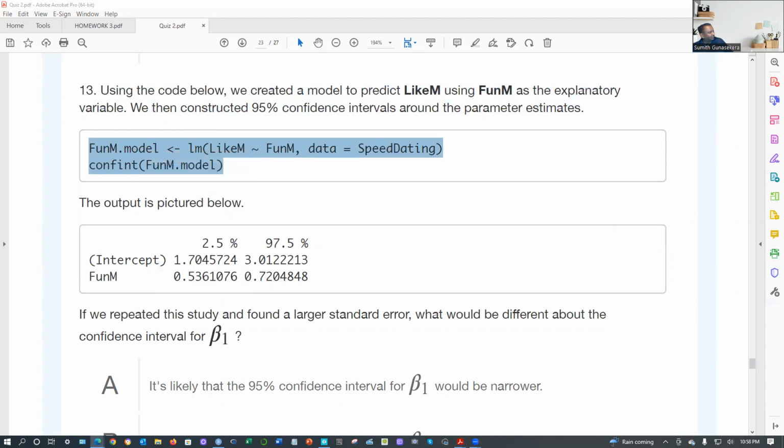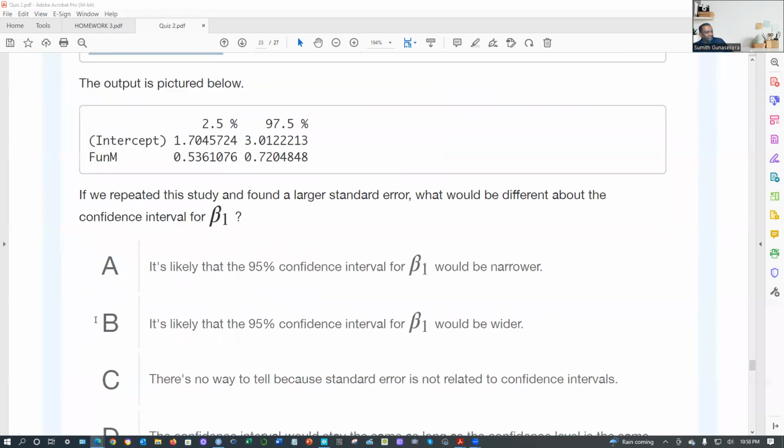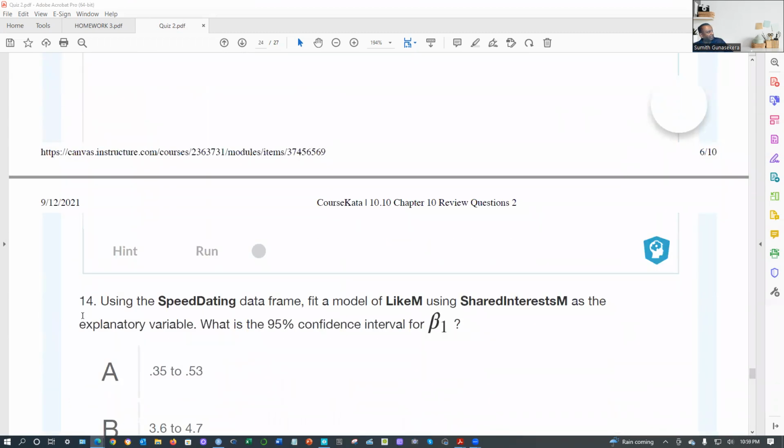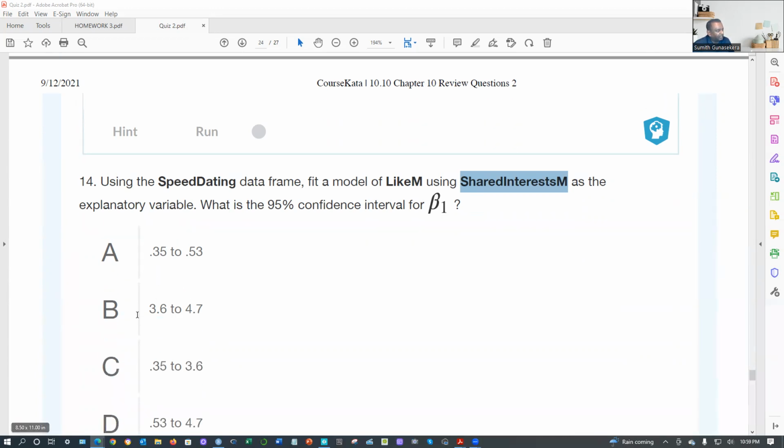I'm gonna do it over here on my other screen. So this time I need the speed date data frame as the data. Okay, it's being taken care of by shared interest. Then I'm gonna call that one shared interest model. From this one, I got 0.35 to 0.53. That's the confidence interval for beta one.